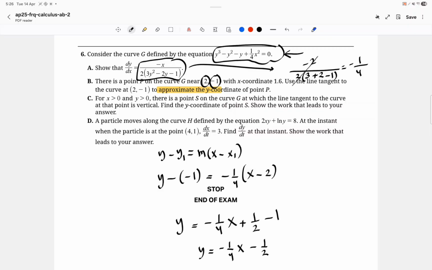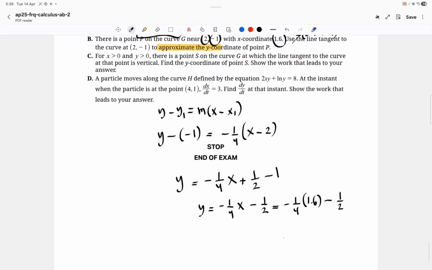And now they want to approximate at 1.6. So come here and replace that x with 1.6. 1.6 divided by 4 is 0.4. So negative 0.4 minus 0.5, which is negative 0.9. This is like linearization, basically. Yeah, it is.